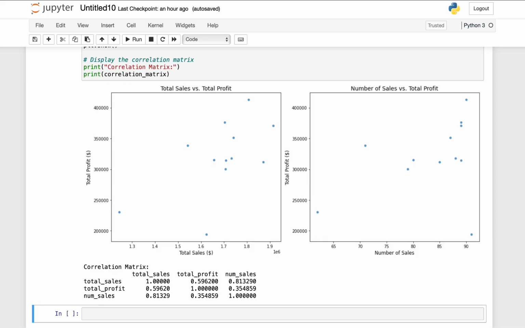Now, profit is going to depend on margins, so the moderate correlation between total sales and total profit suggests that profit is not solely dependent on revenue. And we need to emphasize selling high margin products to maximize profit.